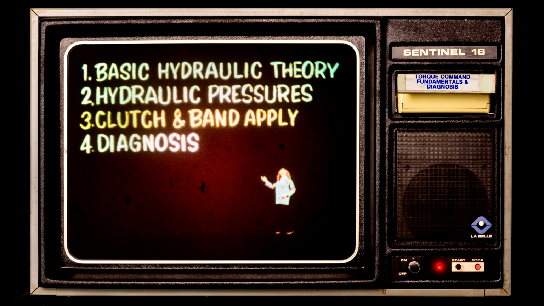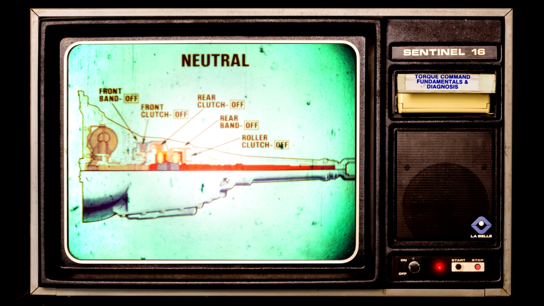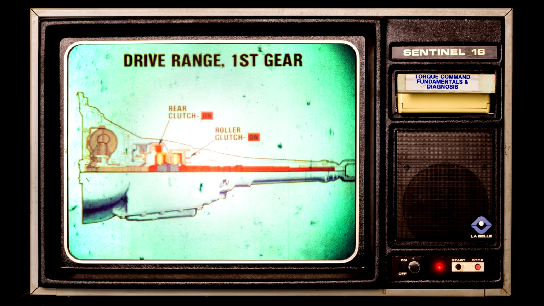We've briefly mentioned clutch and band application in our discussion of hydraulic pressure. Now, let's learn about clutch and band application as each gear or range is selected. In neutral or park, and while the engine is running, clutches and bands are off or not applied. Moving the shift lever to drive applies the rear clutch. This clutch remains applied in all forward gears. Torque reaction through the planetary gear set locks and applies the roller clutch. This provides a final gear reduction of 2.45 to 1, which is the product of both front and rear planetary gear operation.